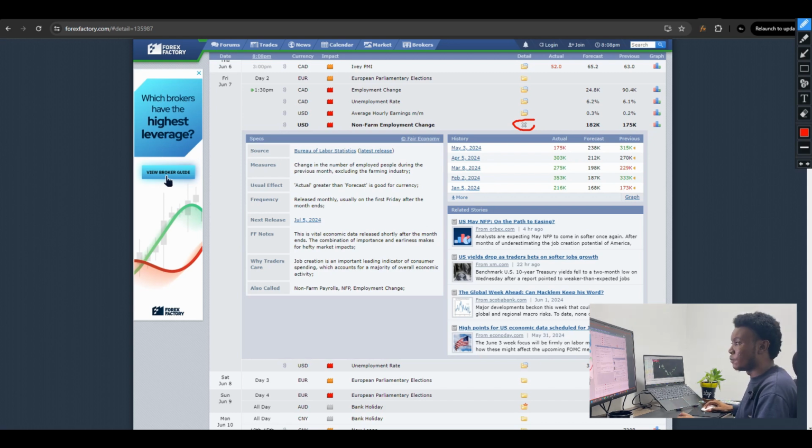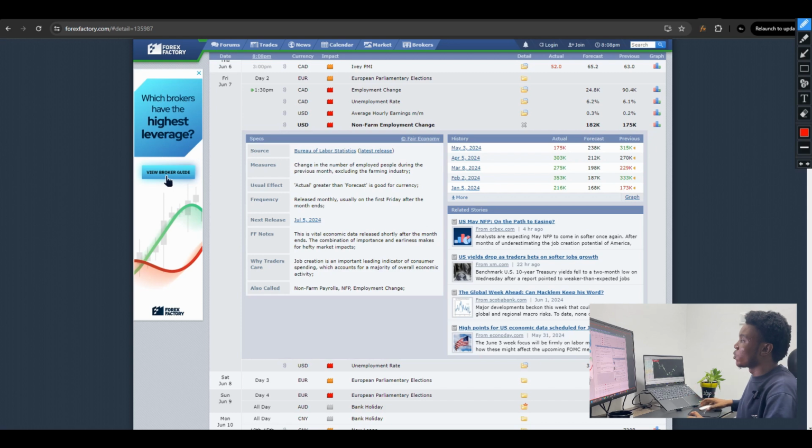Now, one other interesting thing to look at here is the visual effect. It says actual return on forecast is good for currency, and it measures the change in the number of employed people during the previous months, excluding the farming industry. Now, fast forward, if we're looking at the current month now, we're talking about the month of June. For this month, we have the previous figure as 175k. That's the previous number of employed people, and they're forecasting 182k.